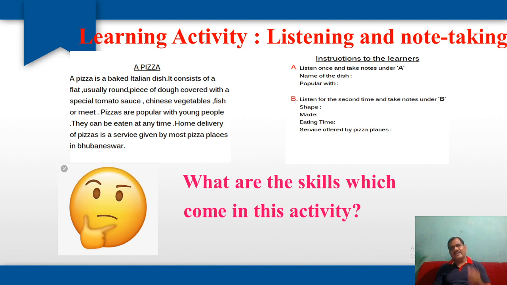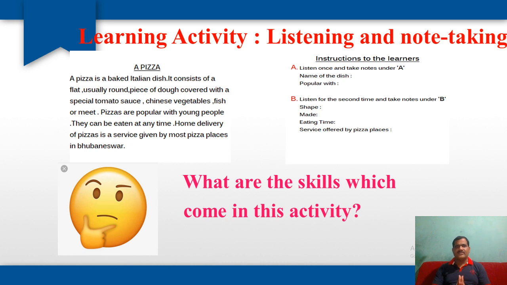Then the students will take notes under A, that is name of the dish and popular with. After part 1 is completed, the teacher again reads the text or plays the cassette. The students will listen and take notes in the second part, that is shape, made of, eating time and service offered by pizza places. Here, if such an activity is performed, what are the skills involved?